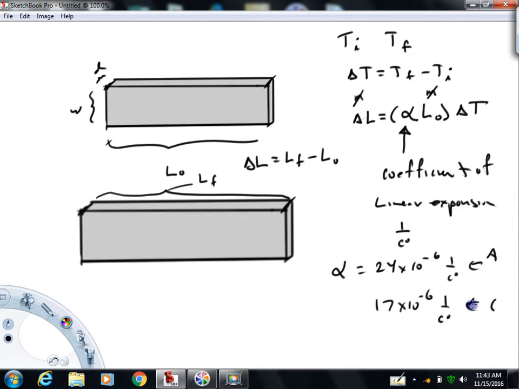These are values that I looked up. There's nothing special about these two. I just wanted to talk about a couple numerical examples here. 24 times 10 to the minus 6 is a very, very small number. That's 0.000024. And what that means is that if I take a 1 meter distance here, and I put a number of order of 10 to the minus 6 here, you need a massive temperature change to get any reasonable measurement in length.